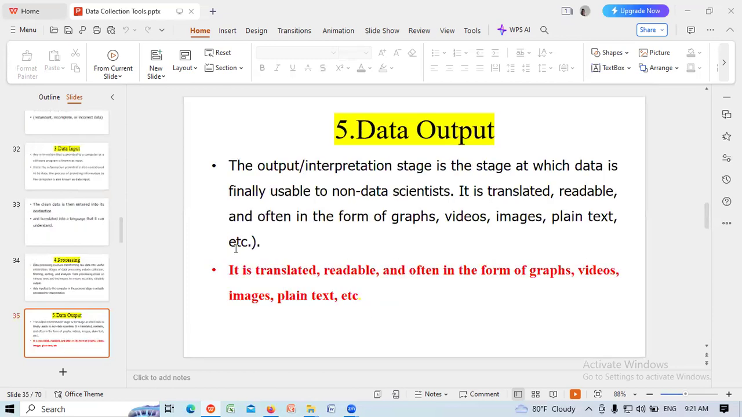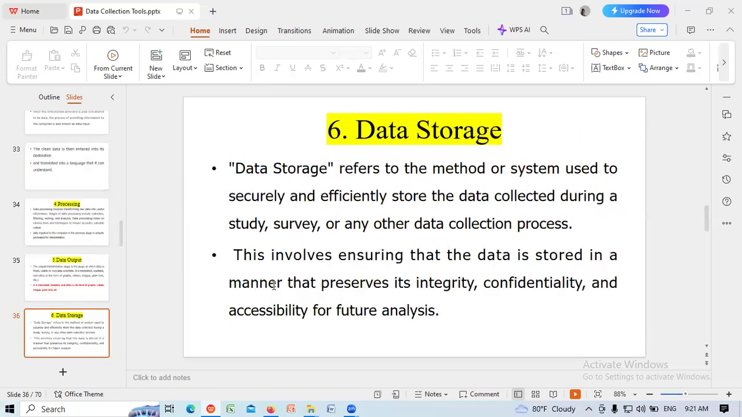The data output or interpretation stage is the stage in which the data is finally usable to non-data scientists. It is translated, readable, and often in the form of graphs, videos, images, plain text, etc.